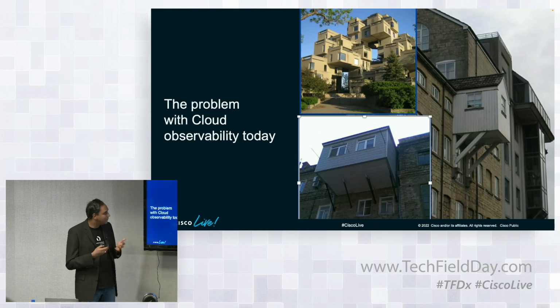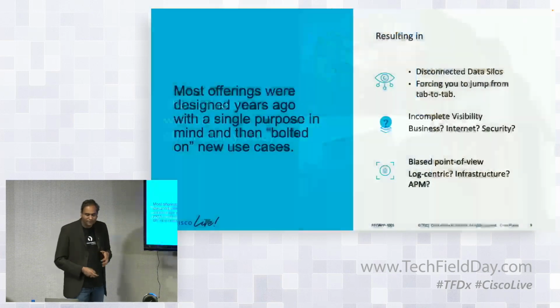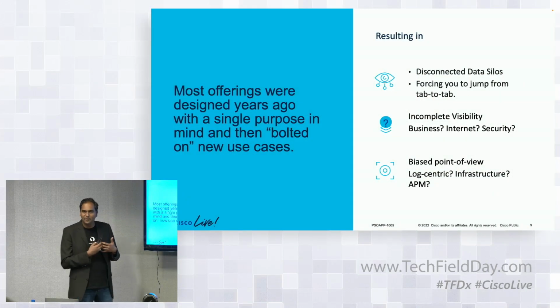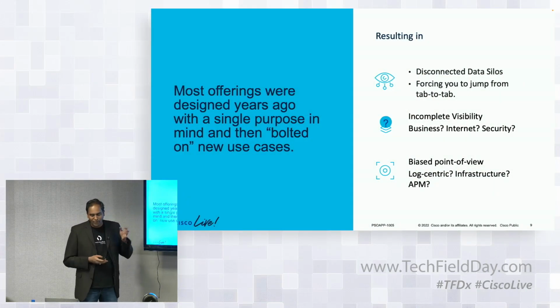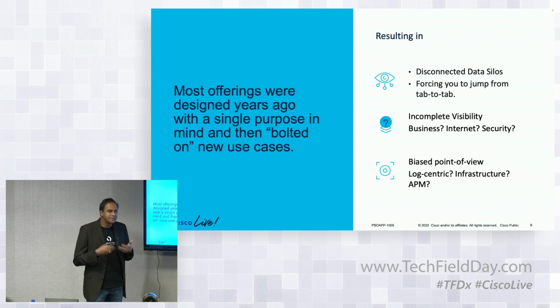The problem with cloud observability today is it looks like that building, right? It's a bunch of existing tools that have been developed over the last decade or so, where a single purpose use case has kind of been smushed on to various different bolted on use cases. As a result, it looks like that building. And what does this mean, right?